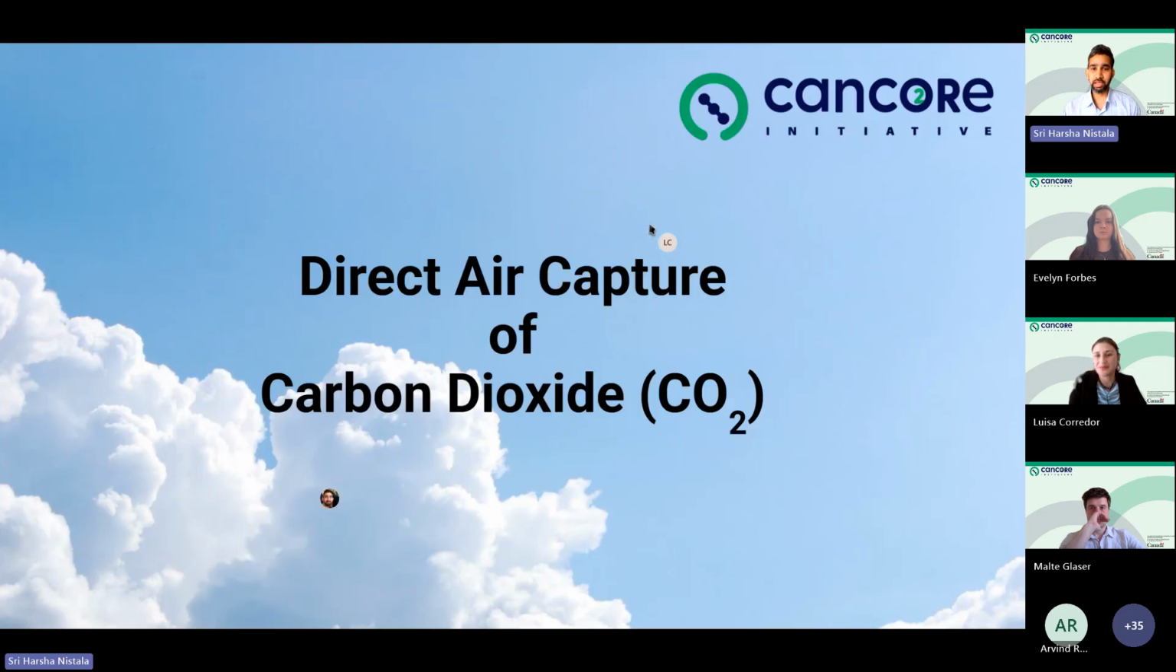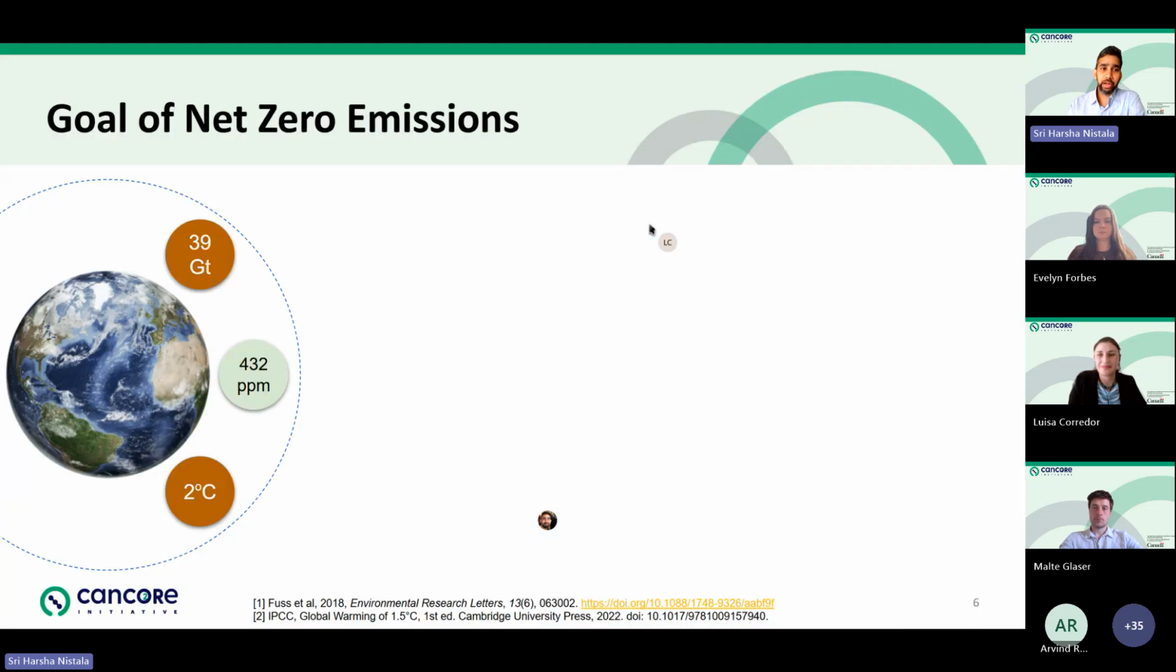Hello, everyone. My name is Harsha. Let me start by setting a context for direct air capture. In 2025 alone, 39 gigatons of carbon dioxide was released into the atmosphere due to human activities. And this led to an atmospheric CO2 concentration of 432 ppm, which is the highest ever. Due to the adverse effects of high CO2 concentration on climate change, global warming, and adverse weather events, there is an urgent need to reduce CO2 emissions and try and limit global warming to less than 2 degrees Celsius.